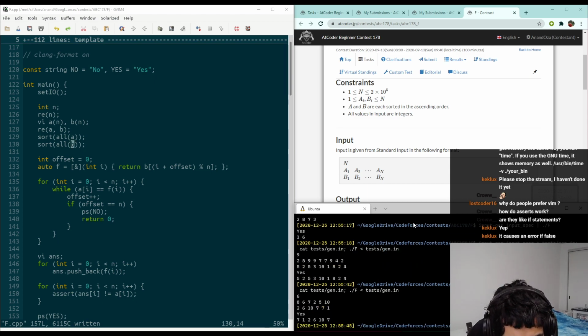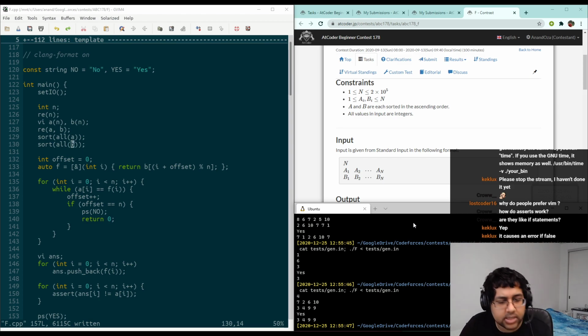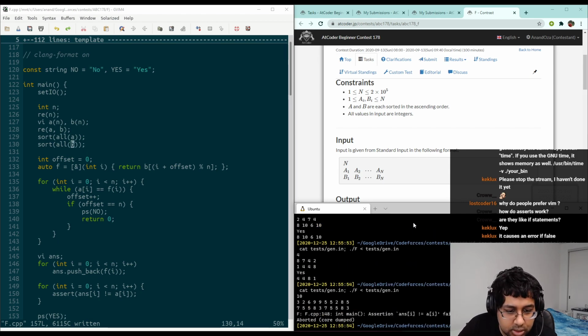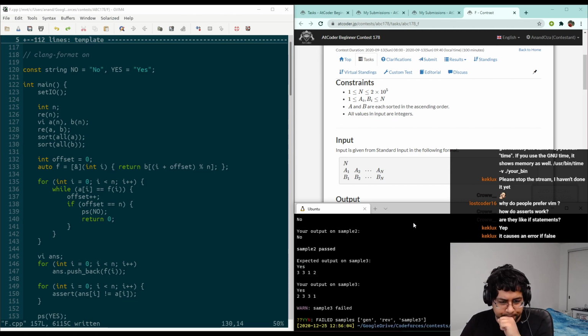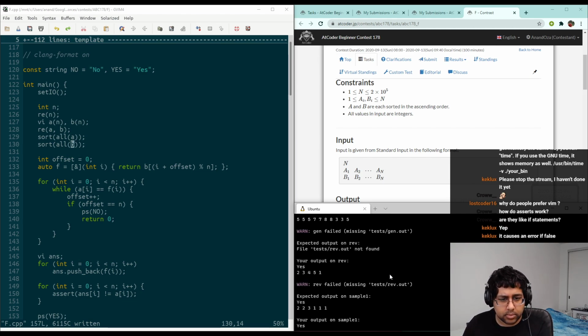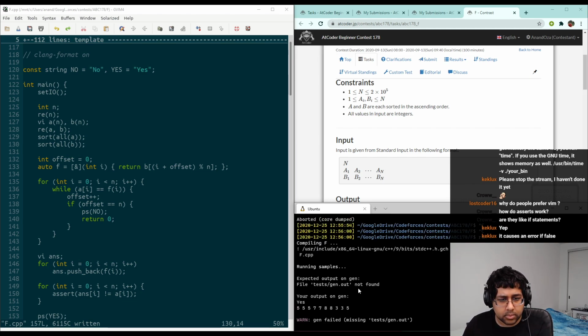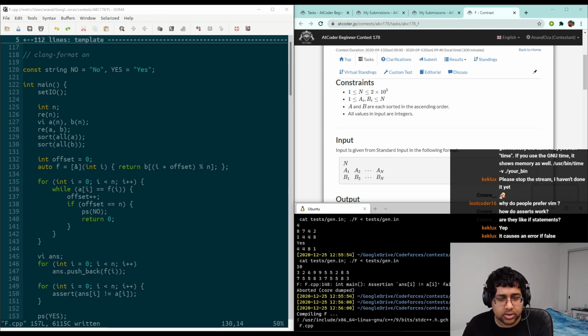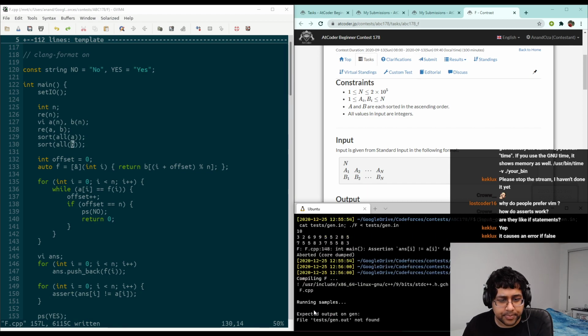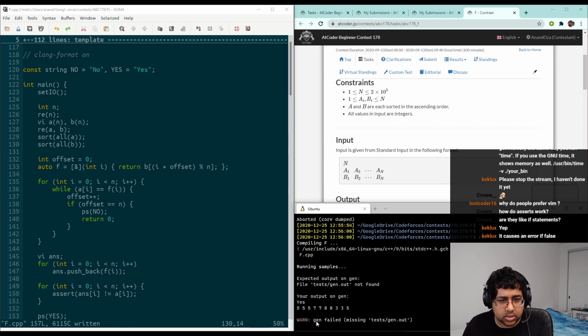Whoa. Okay, so the answer in all these cases is yes. I guess that makes sense if you generate random cases. Okay, so here we tried to print yes and we got... wait a second. What? So here there's an assertion failure. But here it just worked? Doesn't seem right.